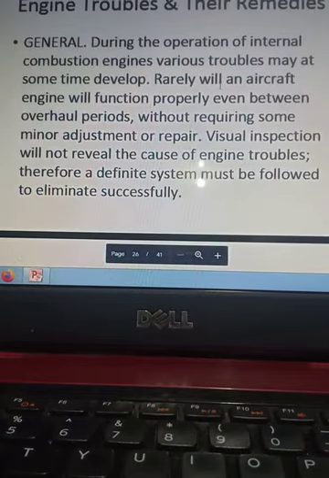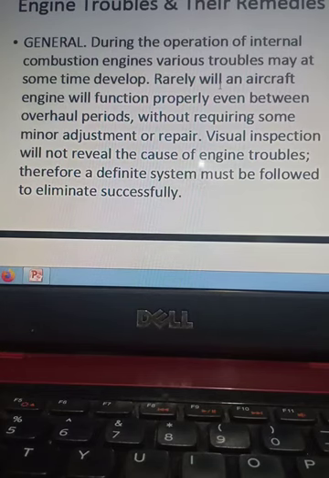And then we have here the engine troubles and the remedies. Now, in general, during the operation of the internal combustion engines, various troubles may at some time develop. Rarely will an aircraft engine function properly even between overhaul periods without requiring minor adjustment or repair.